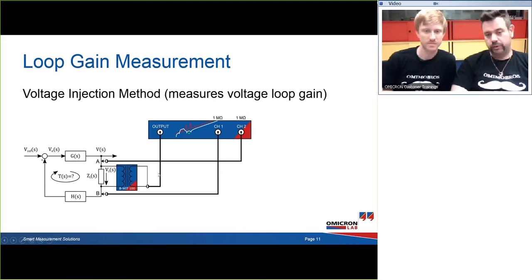The injection transformer itself, in the beginning we used just a standard transformer, but we found out very quickly that you need to use a wideband transformer that also has a very low winding capacitance to ensure that we are not influencing the circuit.